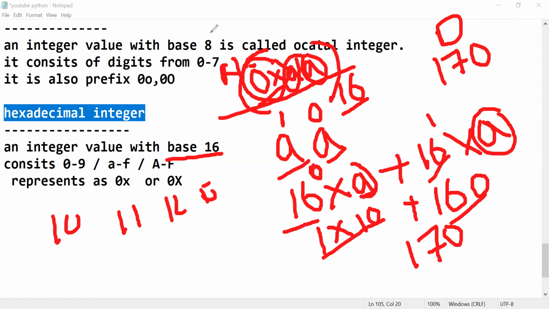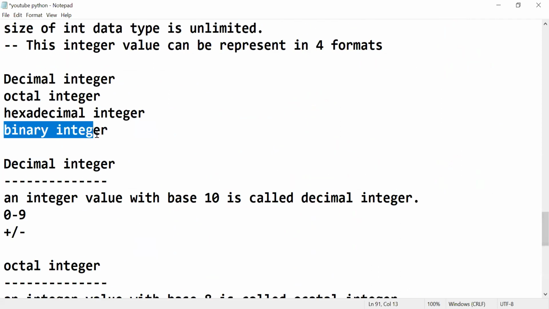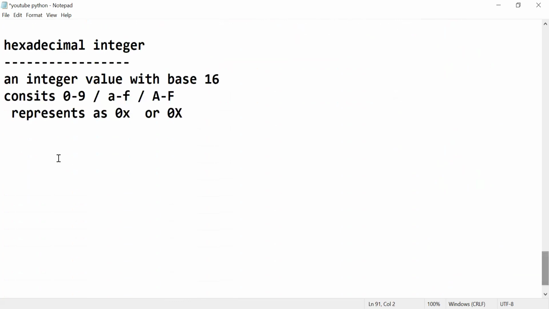And now I will explain you one more integer, guys. We have one more integer called binary integer. Now I will explain what is binary integer, guys.